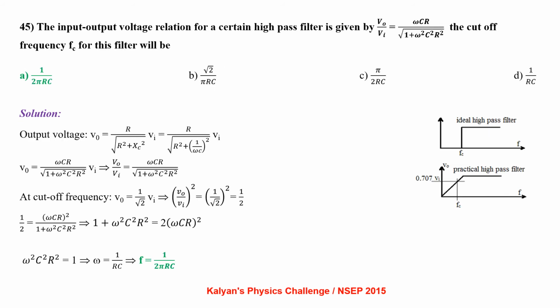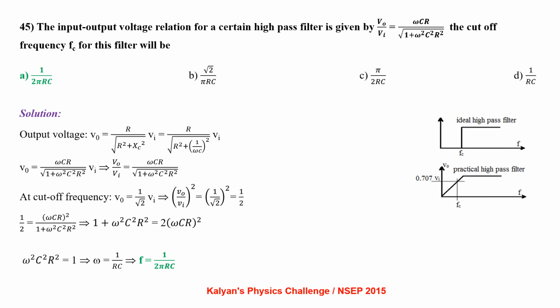The input-output voltage relation for a certain high-pass filter is given by V0 by Vin equal to omega CR by root of 1 plus omega square C square R square. The cutoff frequency Fc for this filter will be: output voltage V0 equal to R by root of R square plus XC square into Vi, that is R by root of R square plus (1 by omega C) whole square into Vi. V0 equal to omega RC by root of 1 plus omega square C square R square into Vi. From there V0 by Vi equal to omega CR by root of 1 plus omega square C square R square.